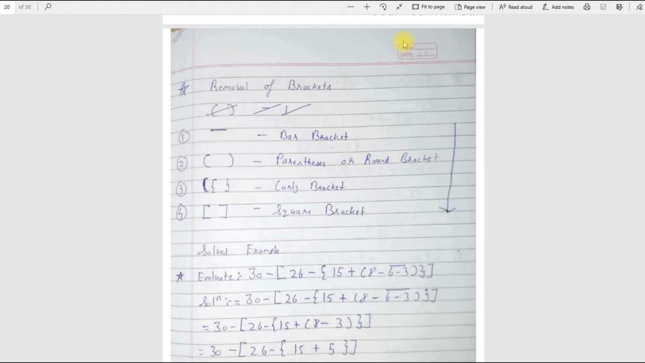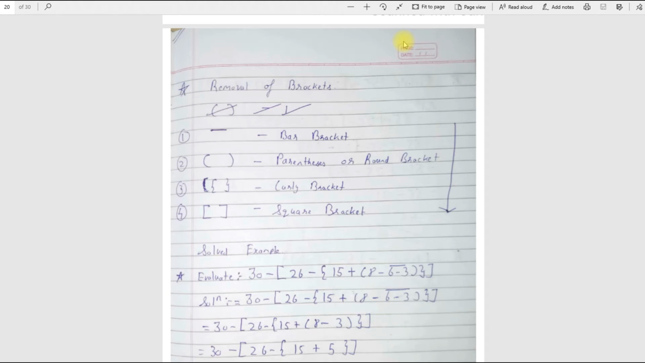But if you don't know the basics, then you will not be able to understand this video. So I request, if you have not seen the video, if you are in doubt, you can just look at the previous video and then come back to this video. Now in this chapter, in this video, we're going to learn about how to solve brackets.